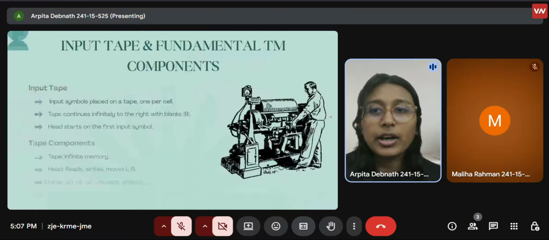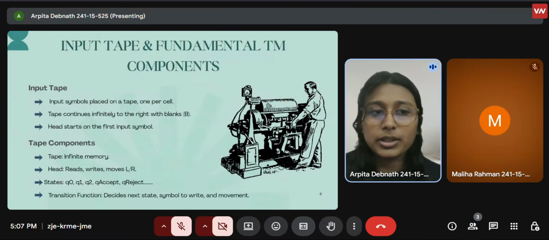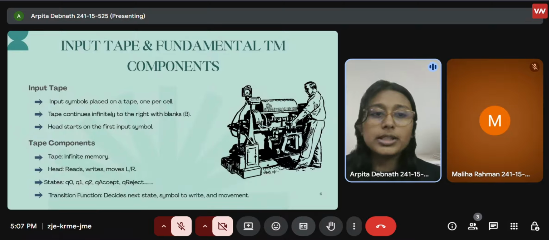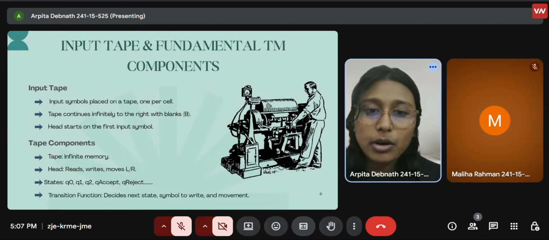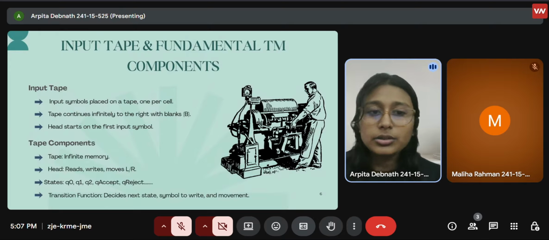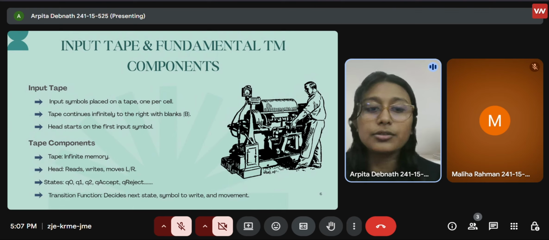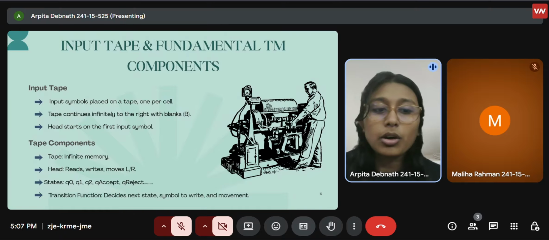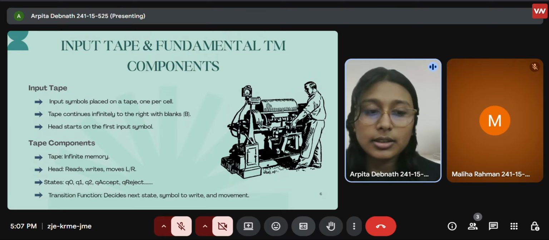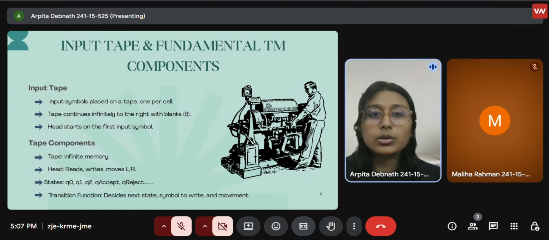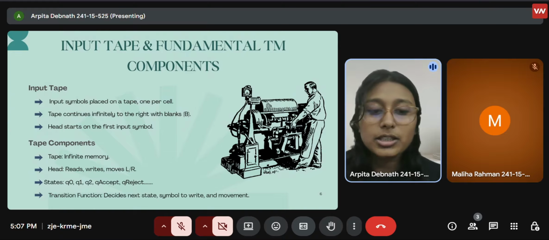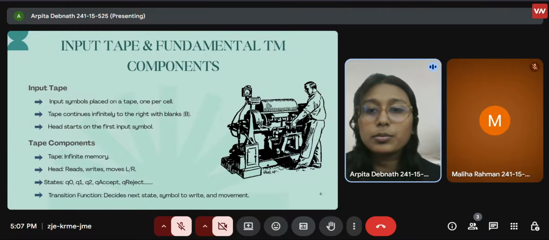Input tape and fundamental Turing machine components. Input tape: input symbols are placed on a tape in sequence. The tape continues infinitely to the right with blanks. The head starts on the first input symbol. Tape components: the head reads, writes, and moves left and right. States: start q0, q1, q2, q accept, q reject. The transition function decides the next state, the symbol to write, and the movement.